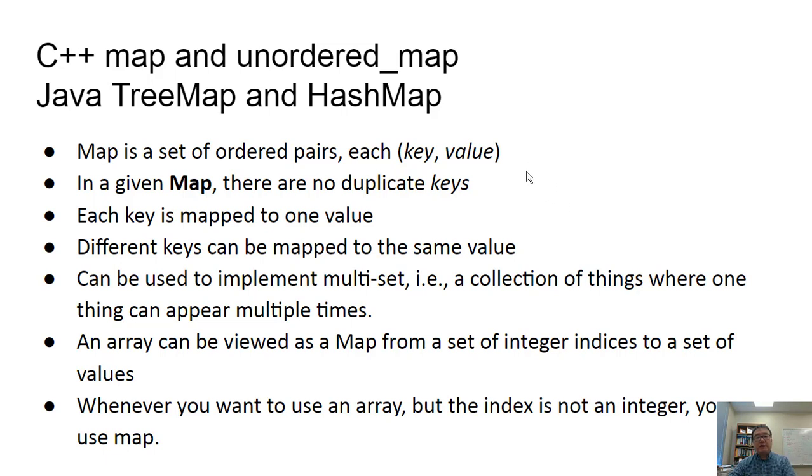So we can map an integer to a value, which can be viewed as an array where the indices are sparse. Not all indices are actually used, but they can be very big, so they cannot be implemented using an array. But map can also be used to map other values, a string, or even a pair of values. So you can build up complex data types and then use that for either key or value in map.